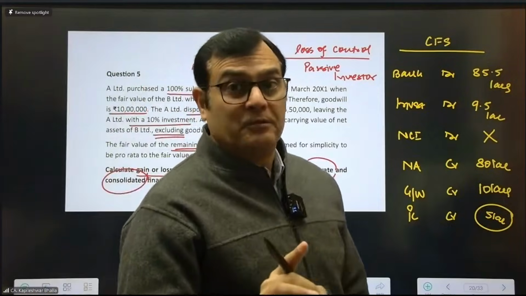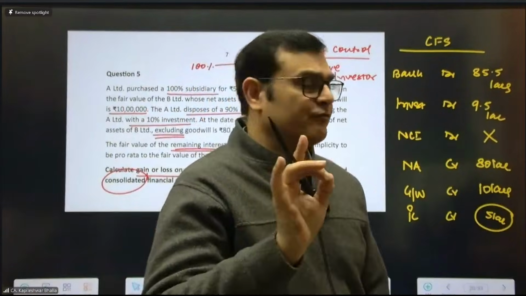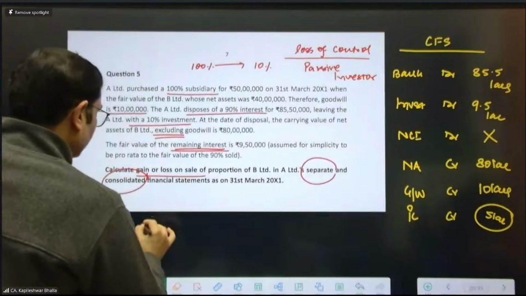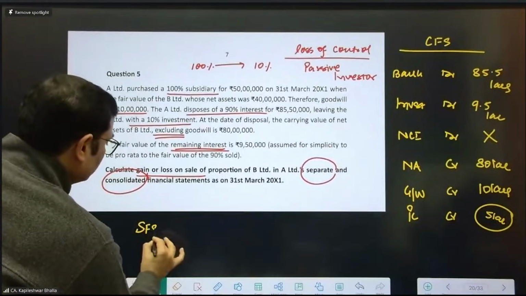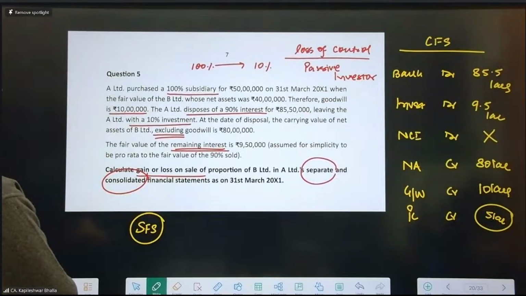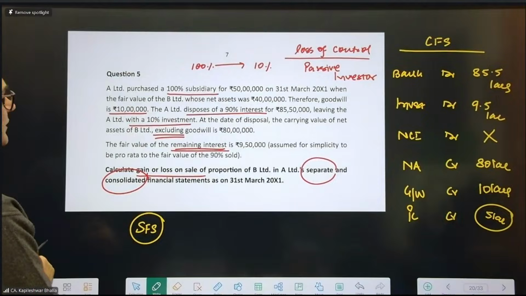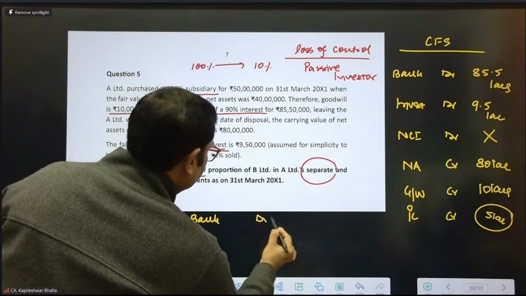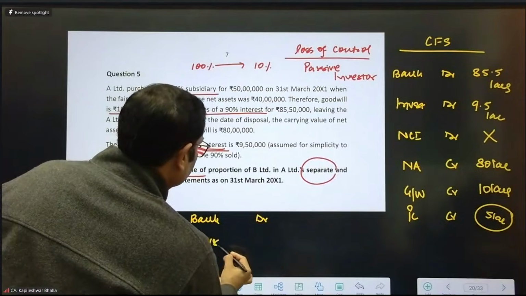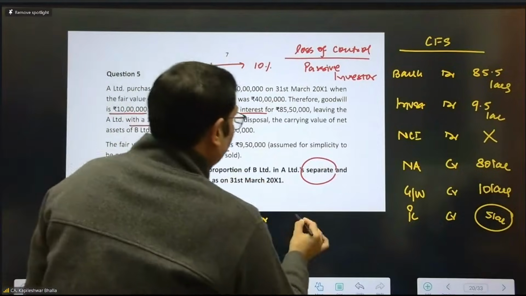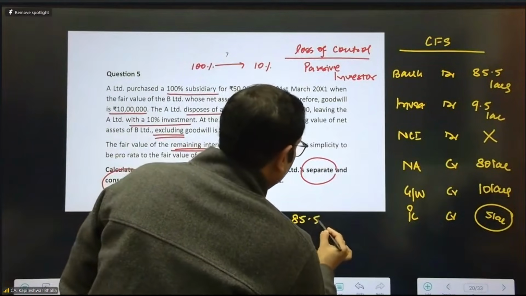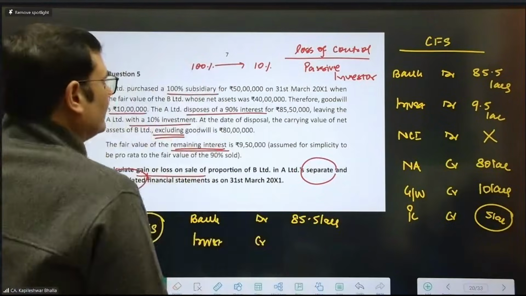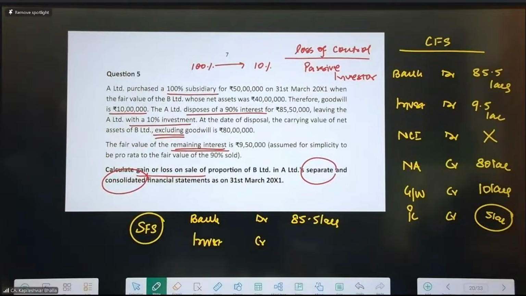Let's also look at the profit and loss on the separate financials as well. So let's see what is the position in the separate financials. We made a sale. I think we can put the entry: bank gets a debit, investment gets a credit, bank to the extent of 85.5. And I think you can give me what is the value of the investments.